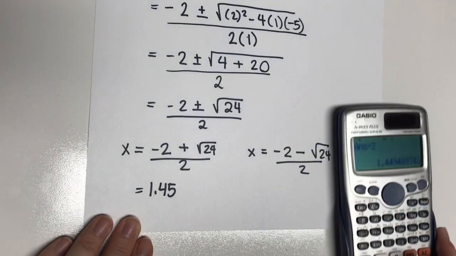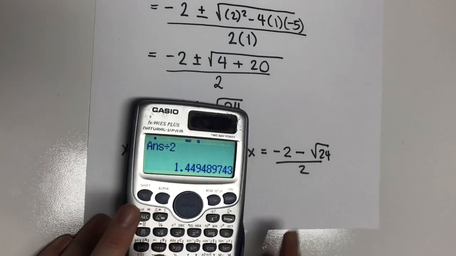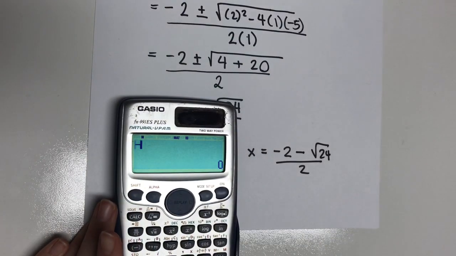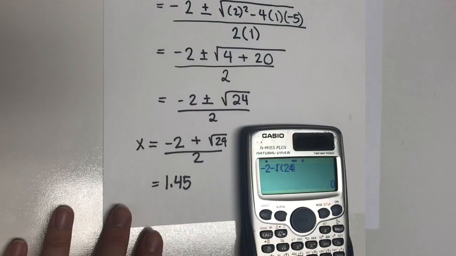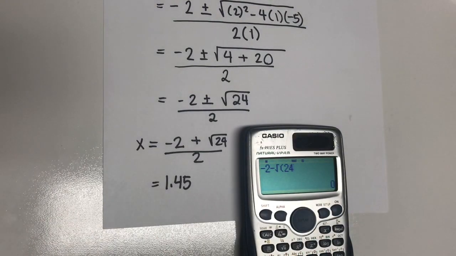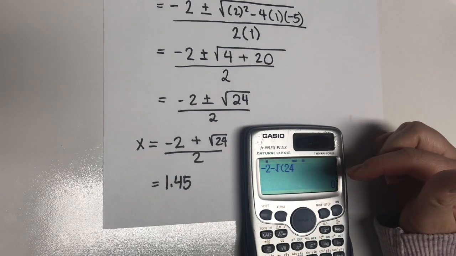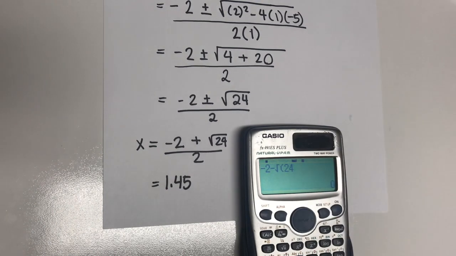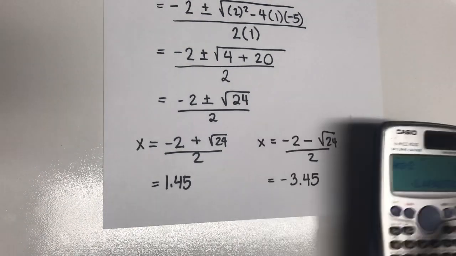And the second one, again, I'm just going to put it in the calculator in one step. So -2 minus square root of 24. Sorry, my phone went off and I got cut off. So I have -2 minus the square root of 24. That gives me this, and then divide the answer by 2 gives me -3.45.